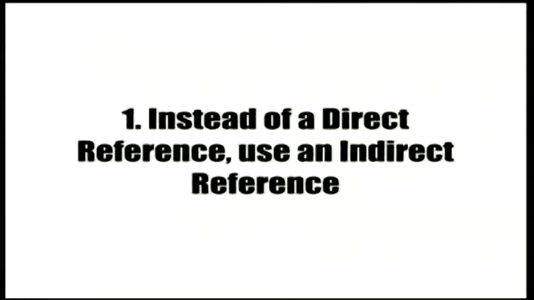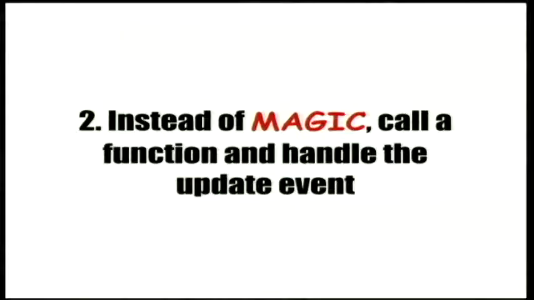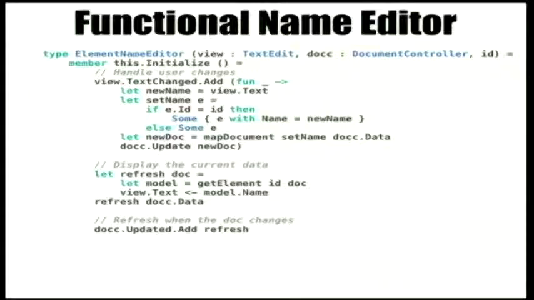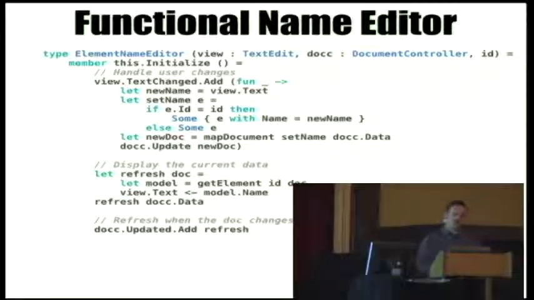So, my two changes. Just to repeat myself. Instead of a direct reference, we're going to have an indirect reference, and instead of magic, we're going to call updates directly. So, this is my functional name editor. This is still a controller. It's still an MVC controller. It's still pointing to both things, except I actually passed them in. The view is actually passed in.